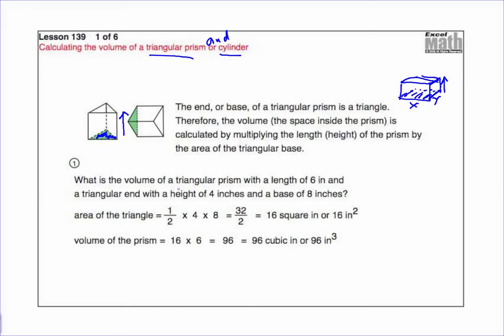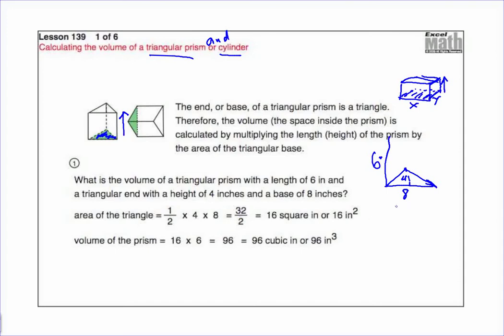What is the volume of a triangular prism with a length of 6 inches and a triangular end with a height of 4 inches and a base of 8 inches? So what they're saying is that the triangle at the bottom has a height of 4 inches from here up to here and has a base of 8 inches. And you have to know how to find the area of a triangle. And then the height of the whole shape up to the top is 6 inches. So first find the area of this triangle, then multiply it times how tall the shape is.